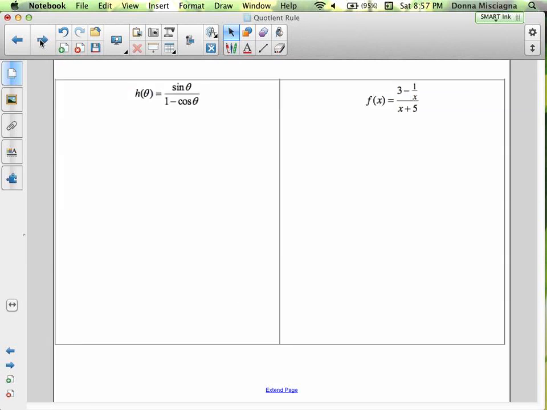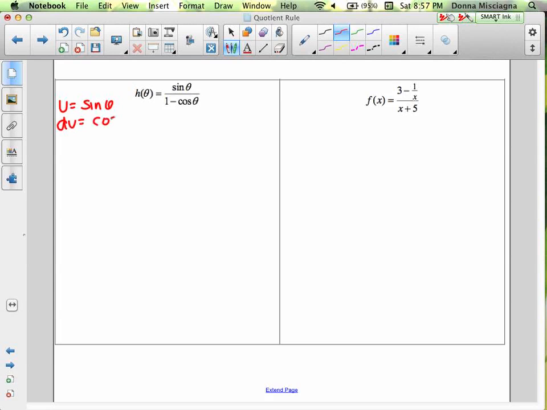Let's go on to the next one. All right, so we got h theta is sine theta divided by 1 minus cosine theta. So u is sine theta. The derivative is cosine theta. Denominator is 1 minus cosine theta. Right? And the derivative would be a positive sine theta, right? Because we'd have a negative times a negative. So dv is positive sine theta.